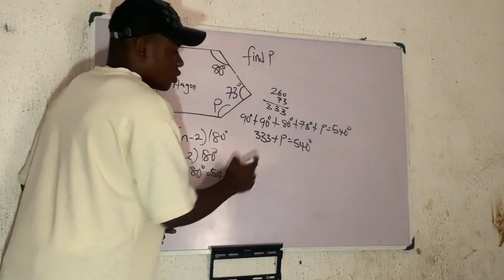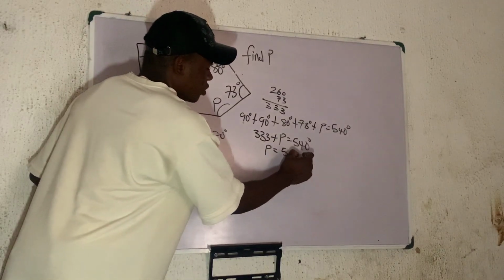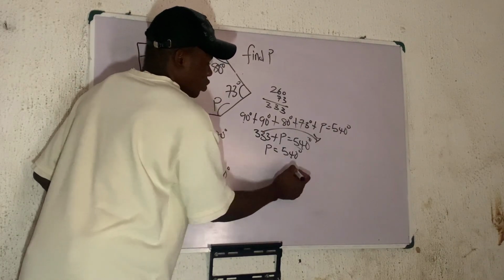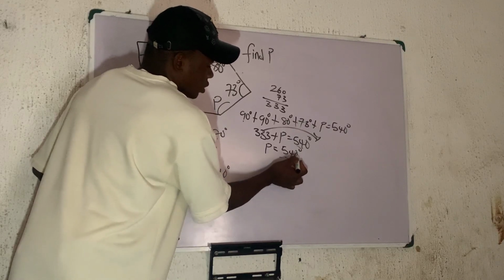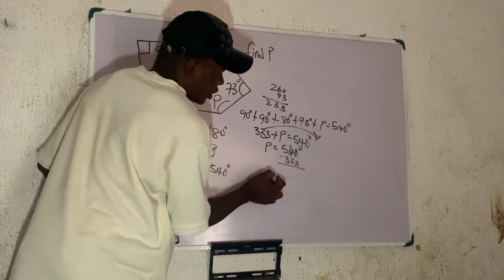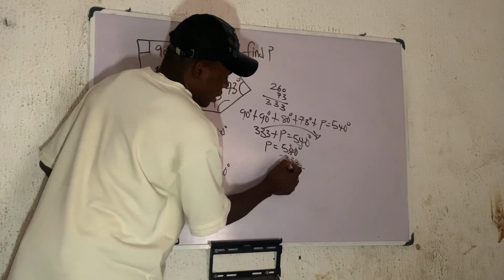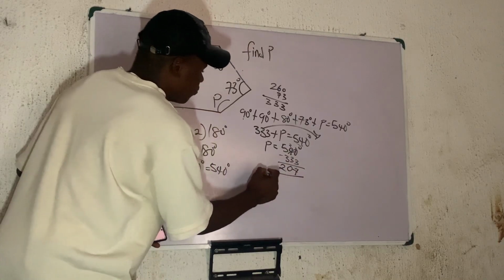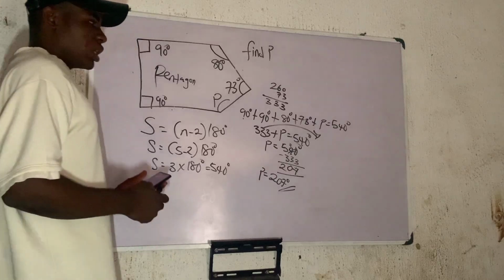Are you there? So collect like terms. I'll be having P is equal to 540 degrees minus 333, because when 333 moves over, it will be minus 333. So 0 minus 3 can't, borrow 1 from the 4, it remains 3. 10 minus 3, I have 7. 3 minus 3 is 0. 5 minus 3 is 2. So the value of P is equal to 207 degrees. Does it make sense?